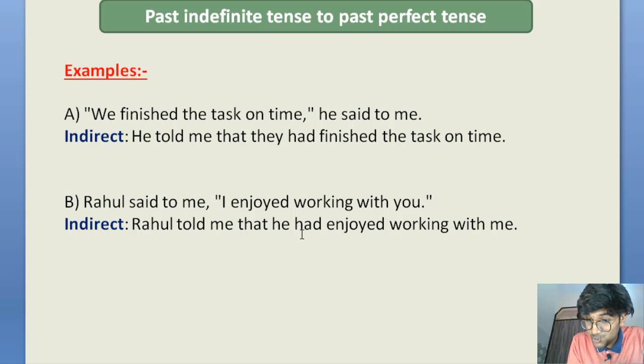Rahul said to me, "I enjoyed working with you." Rahul told me that, who is "I"? Is it me? You guys know who this guy is? It's Rahul, third person pronoun. So "I" gets changed into "he". Rahul told me that he enjoyed, simple past, had enjoyed, past perfect. He had enjoyed working with me. Who is this "you"? Rahul said this to me. That is me. So that's how we change past indefinite tense into past perfect tense.